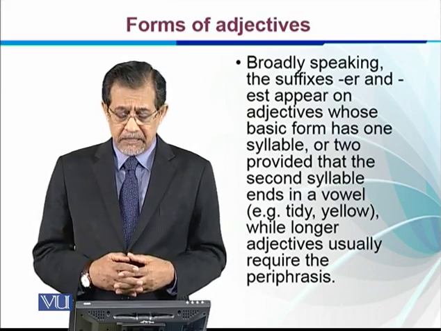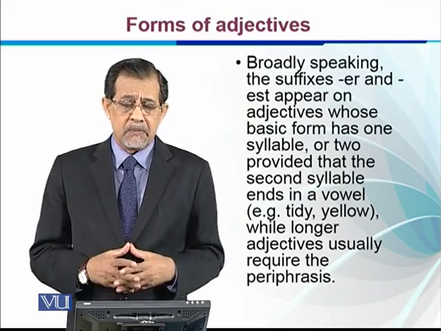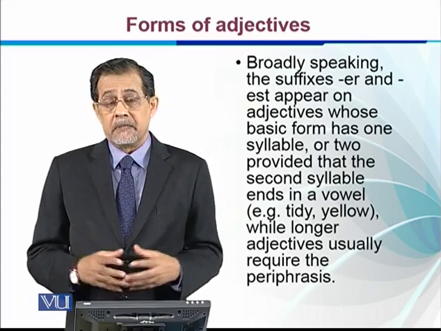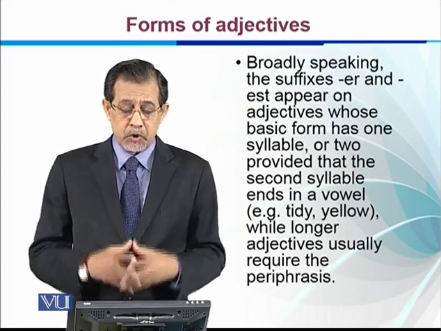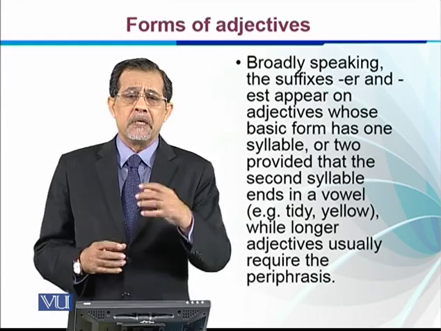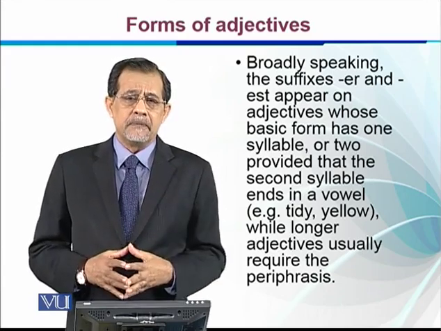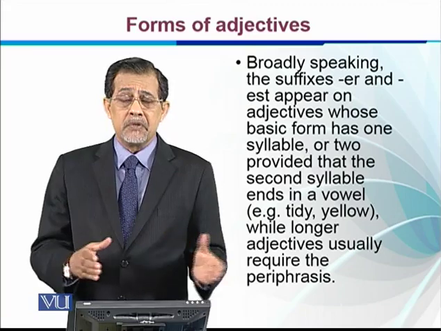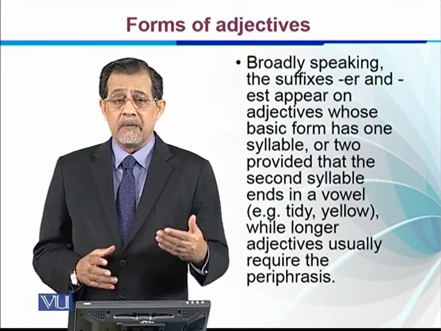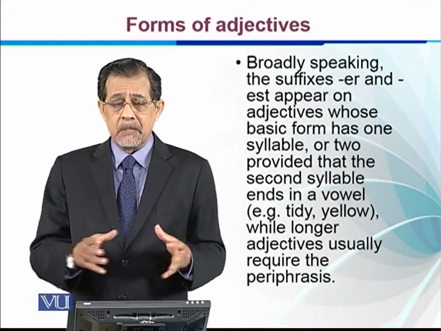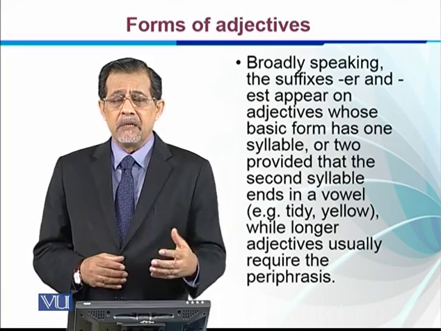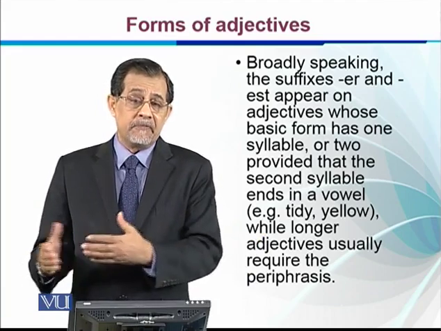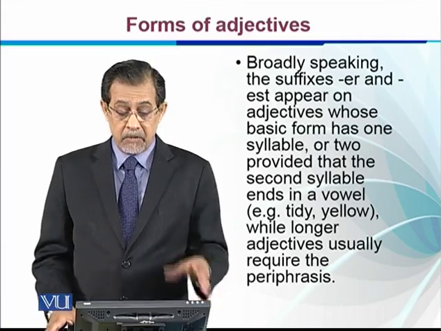While longer adjectives of two or more syllables, like beautiful, more beautiful, and most beautiful, require periphrasis. So they need more and most. These are the forms of adjectives discussed. They are in the comparative and superlative when they are single syllable, and with more and most when they are three syllables. However, with two syllables, there is an exception: those ending in a vowel behave one way, and those not ending in a vowel behave another way. So that is about forms of adjectives.